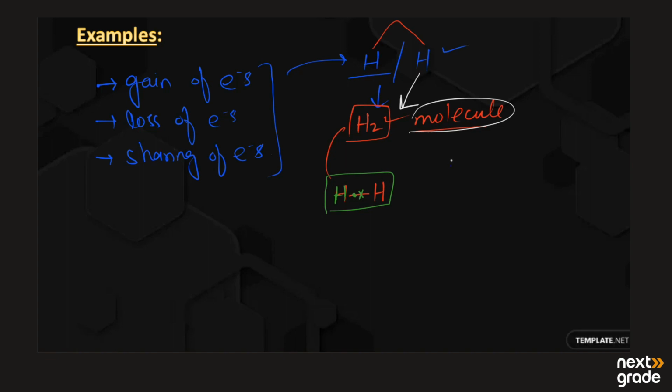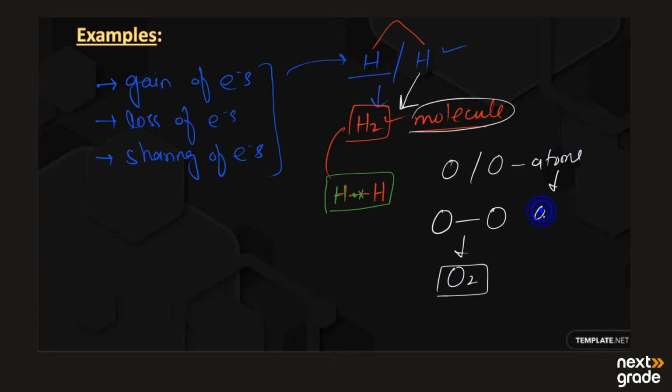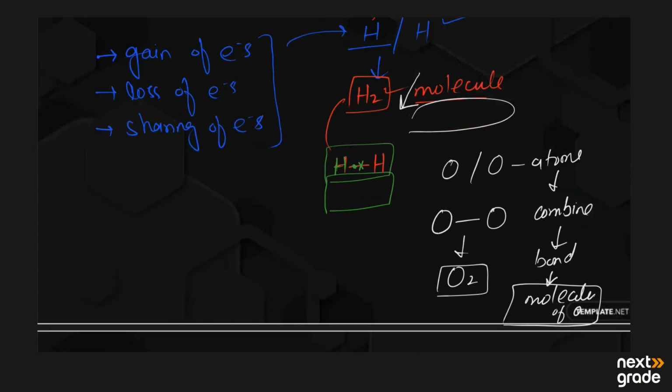We have another example like oxygen. We have two atoms of oxygen. One oxygen is going to form a bond with the other oxygen like O2. So these atoms combine and they form the bond. After the formation of the bond, the resulting species we get is a molecule of oxygen. So this is a simple example related to the chemical bond.